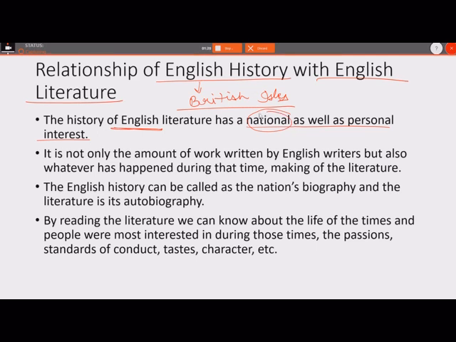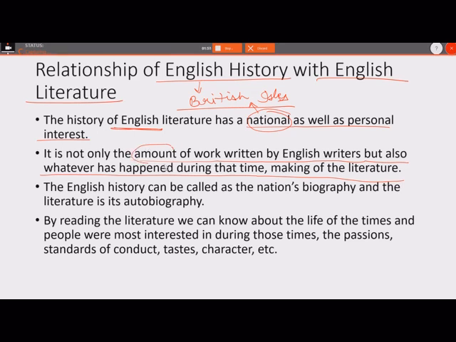National, when we say here, again we are pointing towards Britain. It holds a national importance for the people there because their history is defined by the works which were written during that period. Now, in the next point, we see it is not only the amount of work written by English writers, but also whatever has happened during that time in the making of the literature.